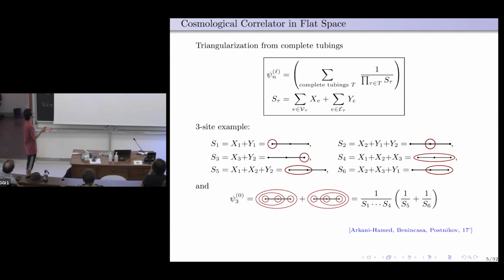The complete tubing then corresponds to a combination of these tubes which are non-intersecting. For this three-site function, one can have two possible tubings; there are two tubes that are intersecting, so these two are not allowed to appear together. Therefore, there are only two possible tubings, one of these two along with the rest of the four tubes, so it contributes to the final flat space correlator in these two terms. This is the general rule to get the cosmological correlators in flat space.